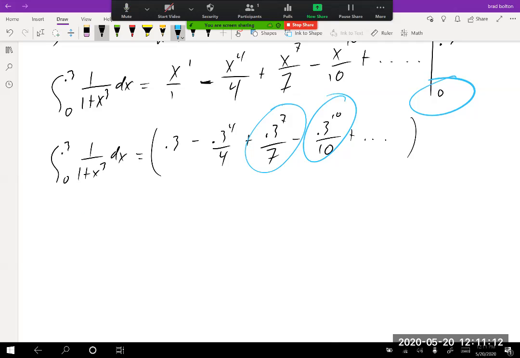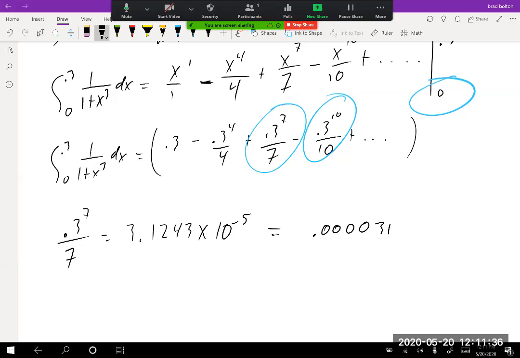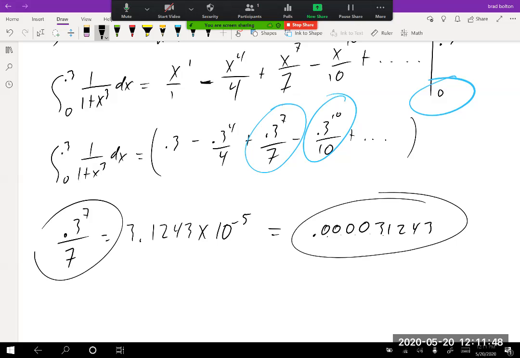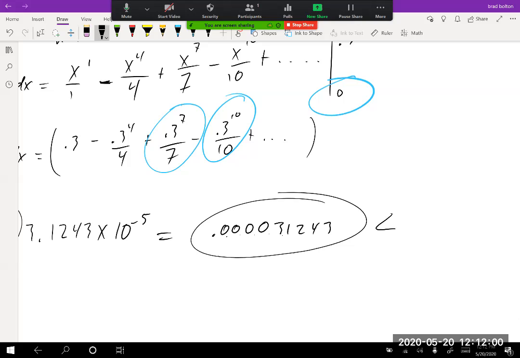So let's do 0.3 to the 7th over 7. So this is 3.1243 times 10 to the -5, if we do 4 decimal places. So that is equivalent to 0.0000312243. 1, 2, 3, 4, 5. Yep, that's it. So this is worth about that, approximately, and that is exactly that if you round it off. So 0.00003 is less than 0.00005, right? It is smaller than.